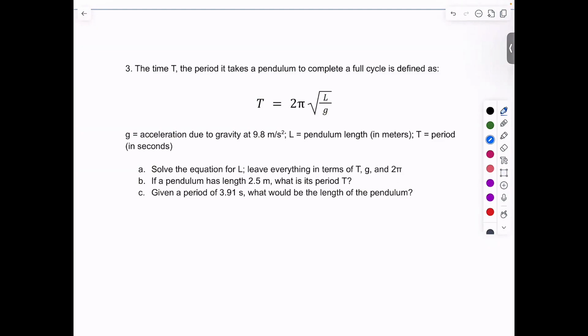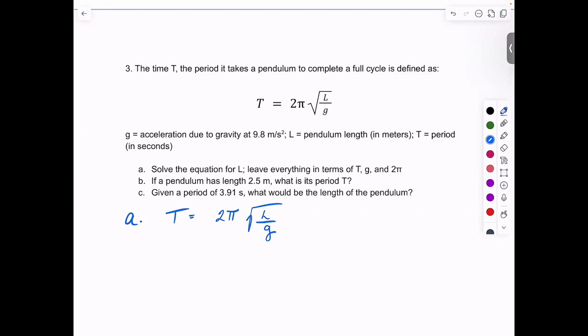So they want us to answer a few things here. They want us to solve the equation for L, just leave everything in the original terms. And then if we have a pendulum with a given length, what is its period? So that's just going to be a substitute and solve. And then, of course, we have a given particular period. We'll go backwards and figure out what our length is. So with part A, I'll go ahead and start that. We have T equals 2 pi times the square root of L over g.